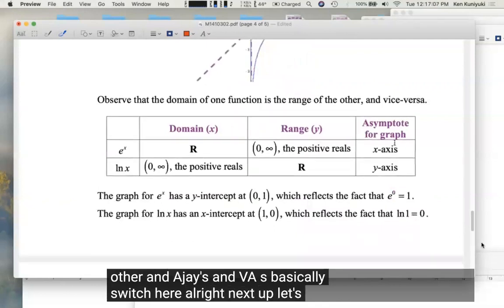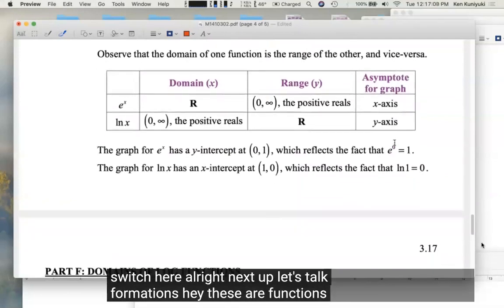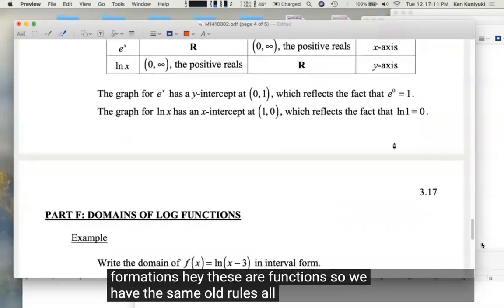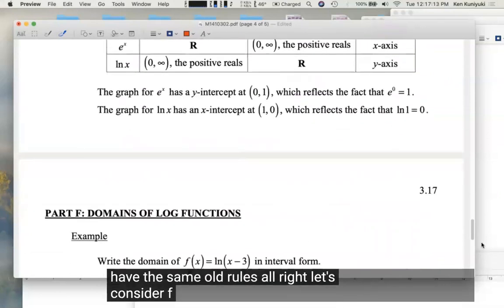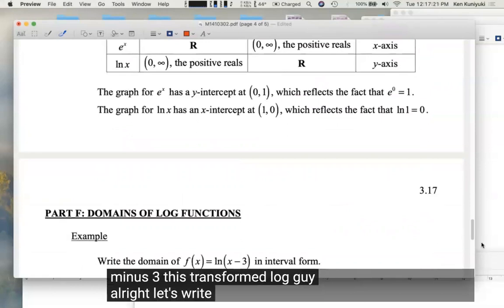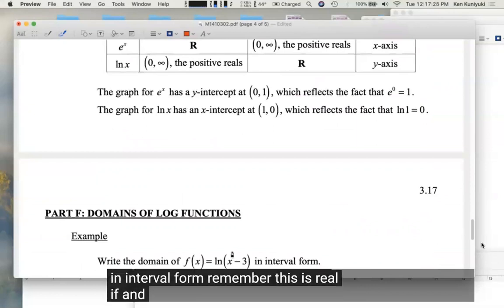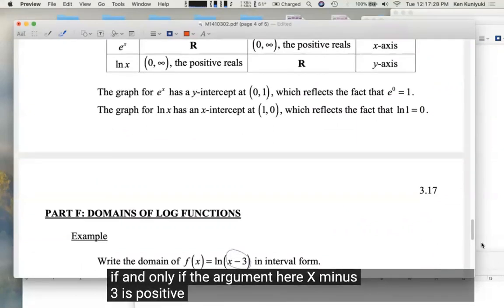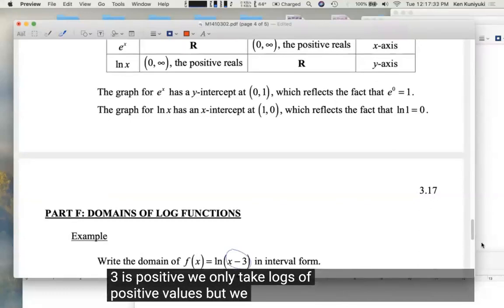All right, next up, let's talk transformations. Hey, these are functions, so we have the same old rules. All right, let's consider f of x or y equals ln of x minus 3, this transformed log guy. Let's write the domain of this in interval form. Remember, this is real if and only if the argument here, x minus 3, is positive. We only take logs of positive values, but we can take the log of any positive value.